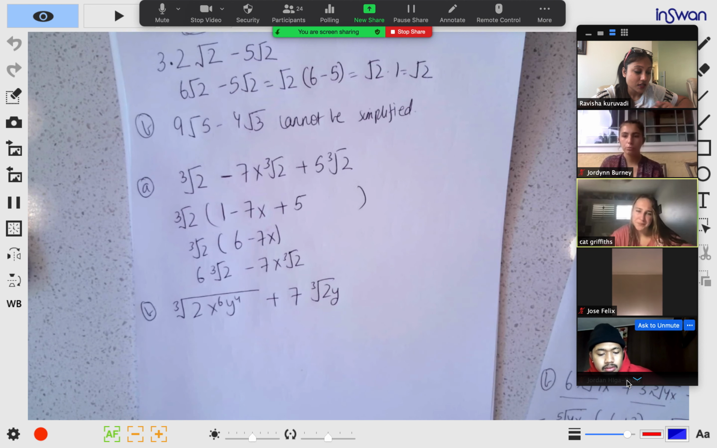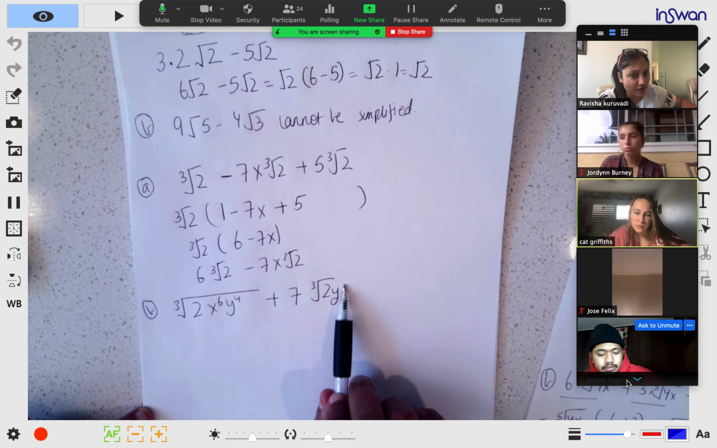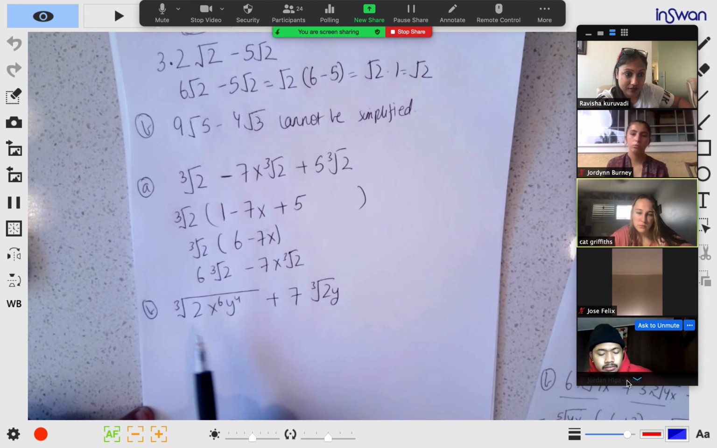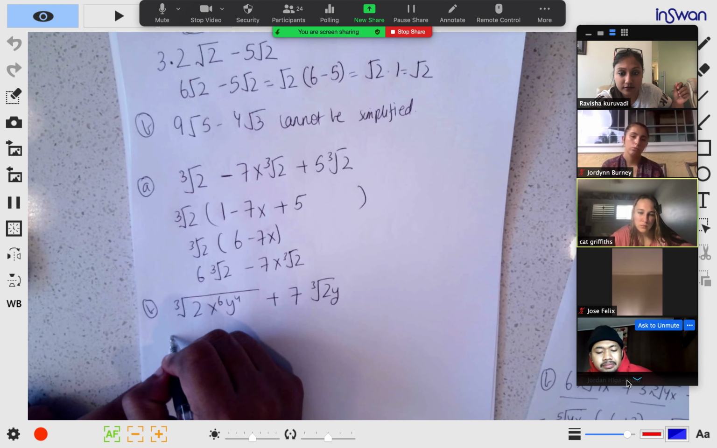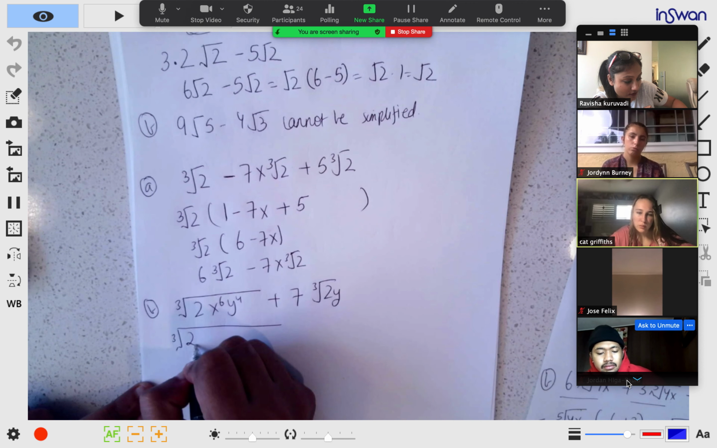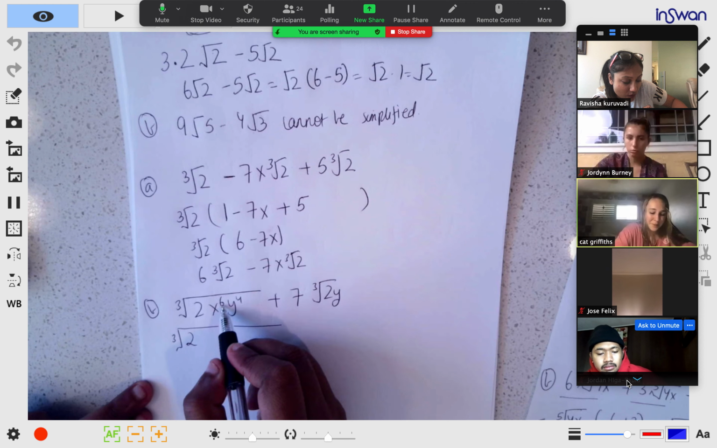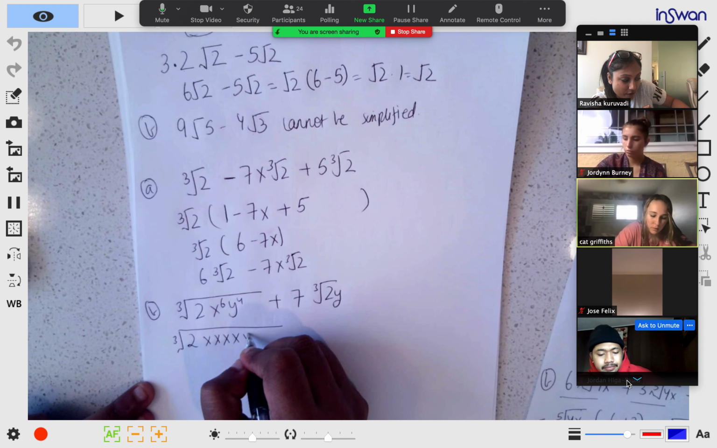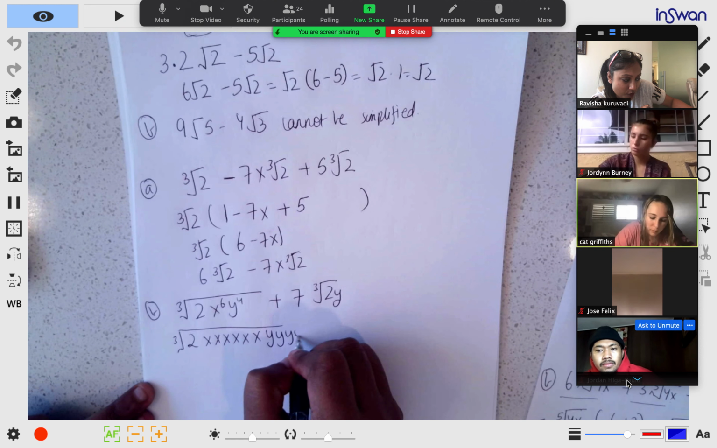I'm not sure. So whatever is inside, let's simplify this. 2y you cannot simplify because there is just 1 two and 1 y. You cannot simplify this cube root. But you can simplify here. So let's see. You have cube root of 2. How many x do you have? 6. 1, 2, 3, 4, 5, 6. For y you have 4. 1, 2, 3, 4. Plus 7 cube root of 2y.